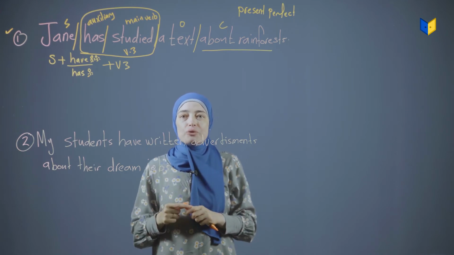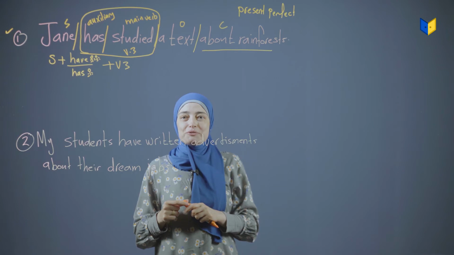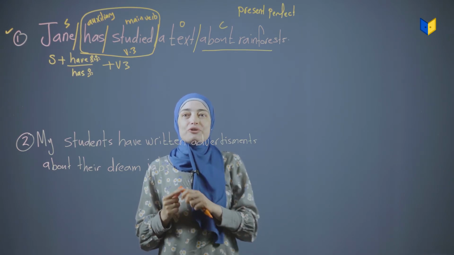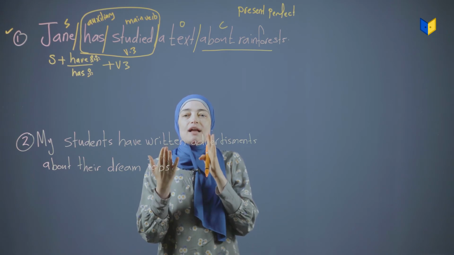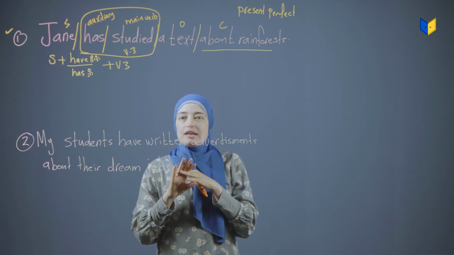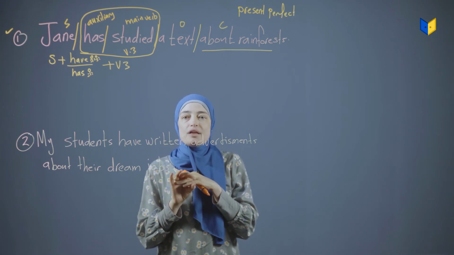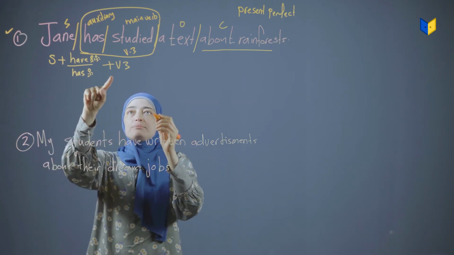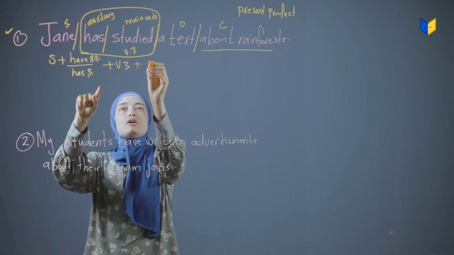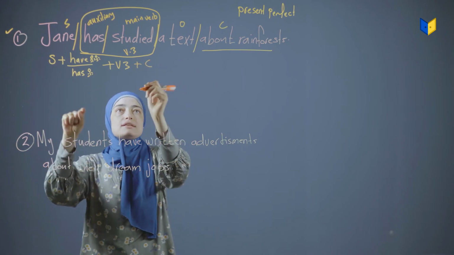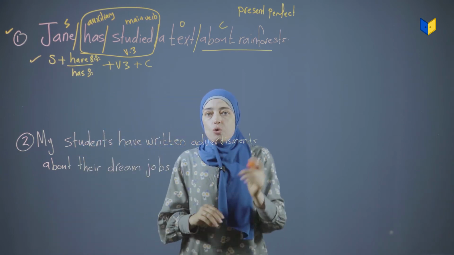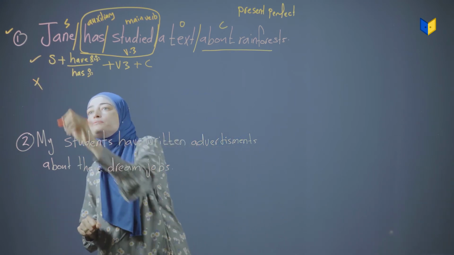Again, a question for you. Cut, cut, cut. What do you think? Regular or irregular? It is irregular, because verb 2 and 3, they do not end with what? With ed, right? So, subject plus have or has plus verb 3 plus the complement or the object, and this is what? Optional. This is what? The affirmative.